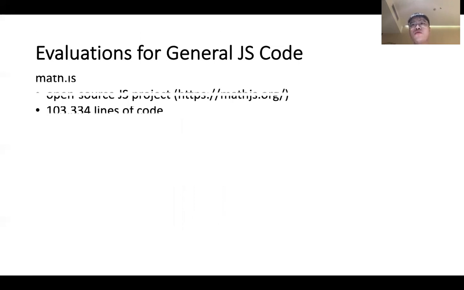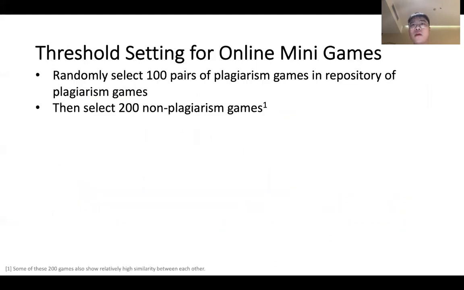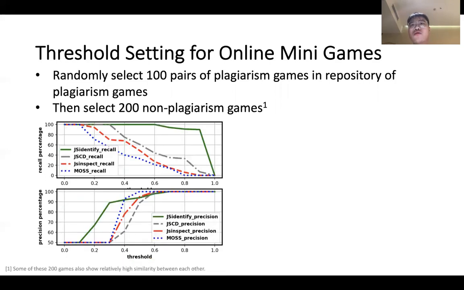We can see the blue frame in the table, and JSidentify reports the highest similarity levels. 4 clones are higher than 19% and 2 are around 18% for all the 6 similar-sized clones. Then we want to evaluate its performance on online minigames. So we randomly select 100 pairs of plagiarism games in the WeChat repository of plagiarism games. Then we select 200 non-plagiarism games.